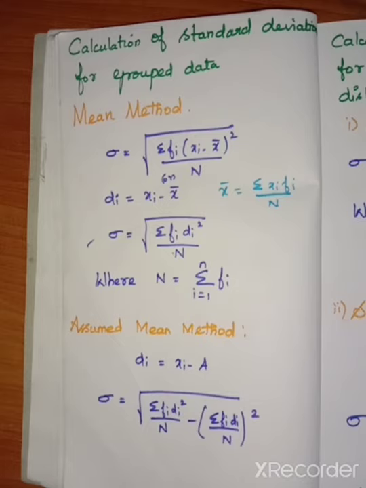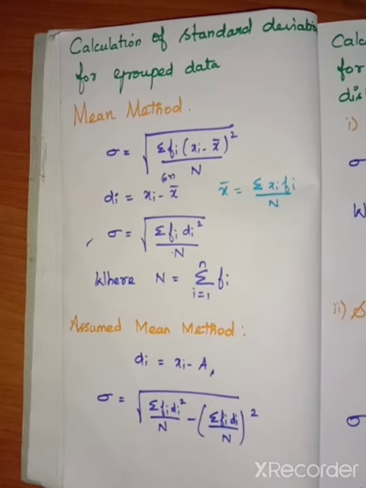Then next one is the assumed mean method. In the assumed mean method, di is xi minus a. Here a represents the assumed value. The standard deviation formula is sigma equals root of summation fi di squared divided by n minus summation fi di divided by n the whole squared.